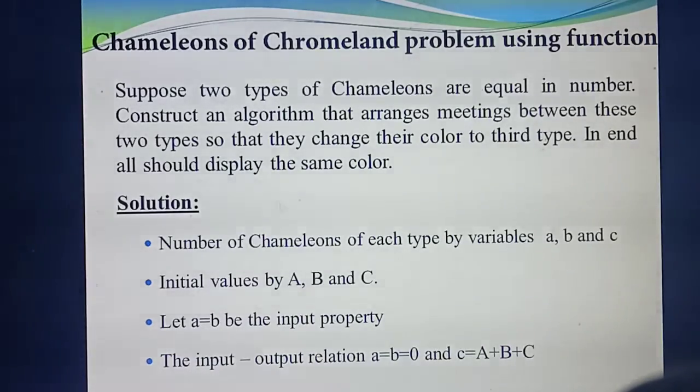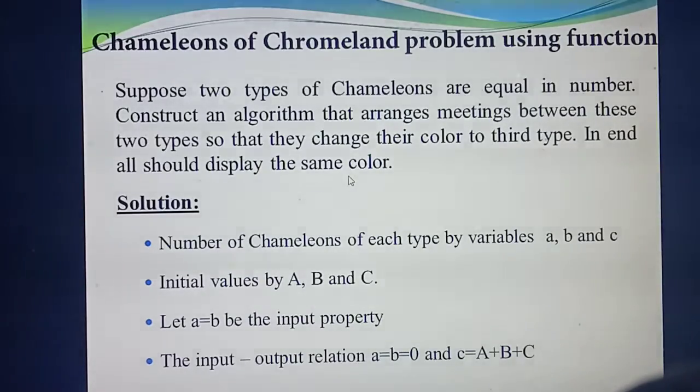So at the end, all should display the same color. At the end of this problem, how many Chameleons are there? All the Chameleons need to display the same color, maybe red or blue or green. Understood the problem? So there are two types of Chameleons. Consider red and blue, and they are equal in number. Consider red 5 in numbers, not only 5, any number, for your understanding I am telling. Then blue also 5 in numbers.